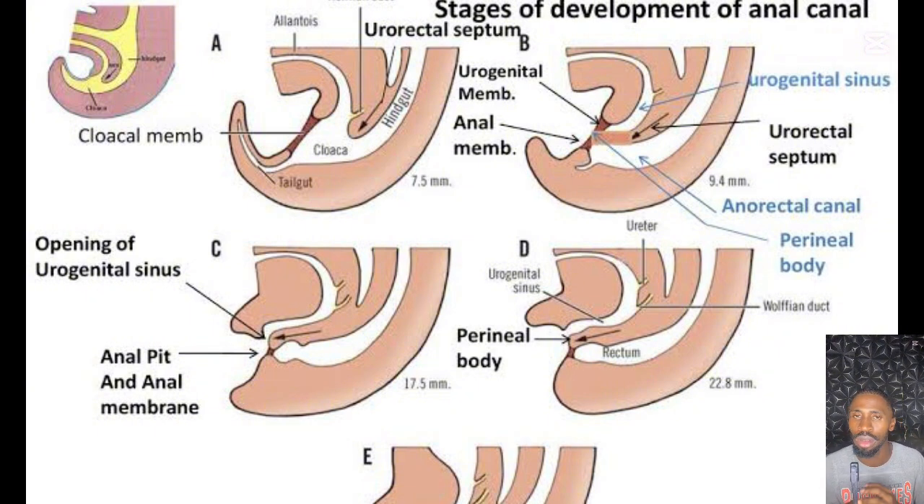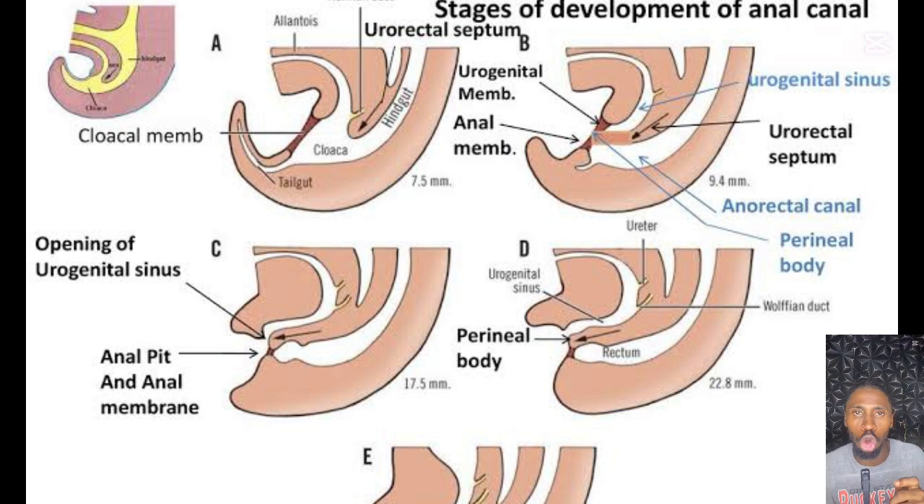Now the tip of the urorectal septum, what happens to it? It forms the perineal body. It forms the what? The perineal body.